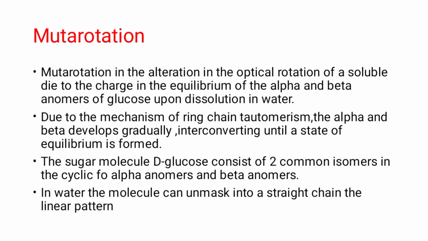Next type of phenomenon is mutarotation. Mutarotation is the alteration in the optical rotation of a solution due to the change in the equilibrium of the alpha and beta anomers of glucose upon dissolution in water. Due to the mechanism of ring-chain tautomerism, the alpha and beta forms develop gradually, interconverting until a state of equilibrium is formed. The sugar molecule D-glucose consists of two common isomers in the cyclic form, alpha anomers and beta anomers. In water, the molecule can unmask into the straight chain, the linear pattern.